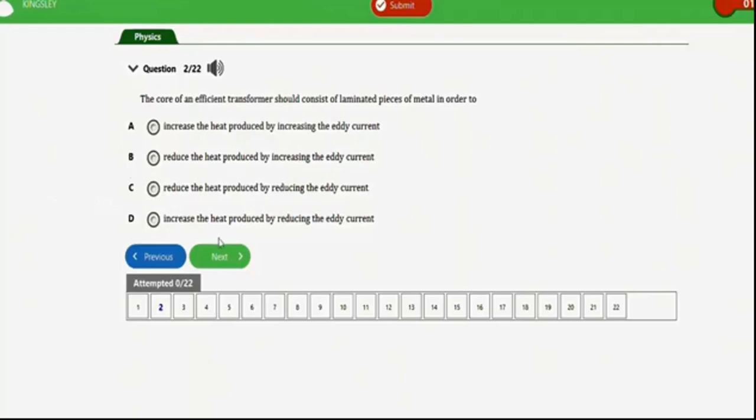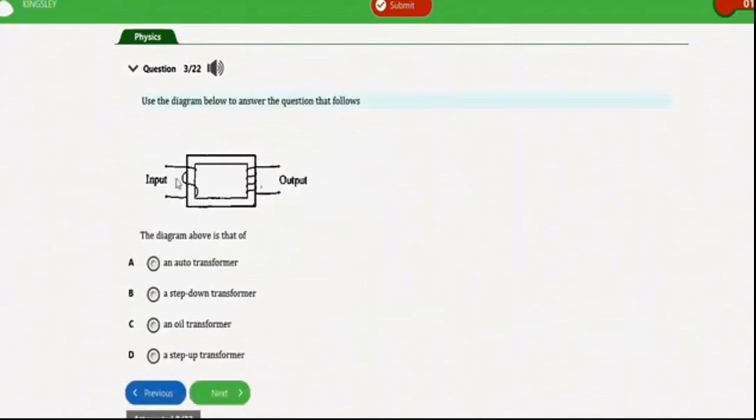The next repeated question will be this one. It says the diagram above is that of, so we have option A, an auto transformer, a step down transformer, an oil transformer, a step up transformer. So the right option to this question is option D, which is a step up transformer. Alright, take note of this particular question, guys.